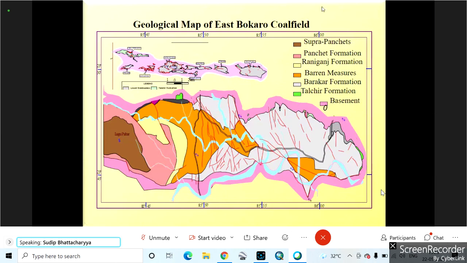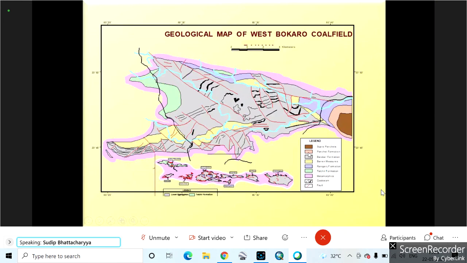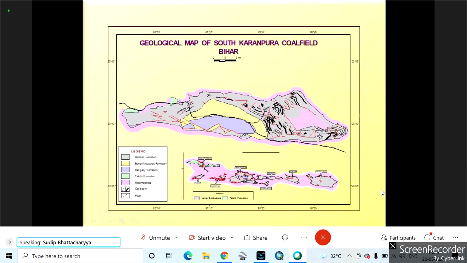Just you see over here. Another example is the East Bokaro coalfield, and here the fault system is this, and these fault systems are responsible for the coal seams over here. Next, here, you need not be told, just you see, all these are fault systems, and the coal seams are also shown. I am giving you the pictures.